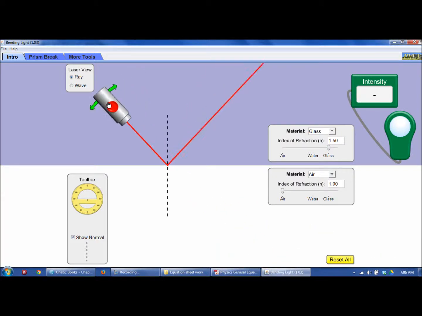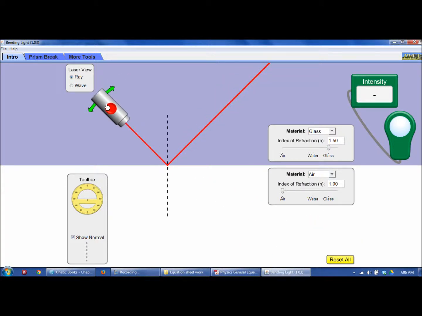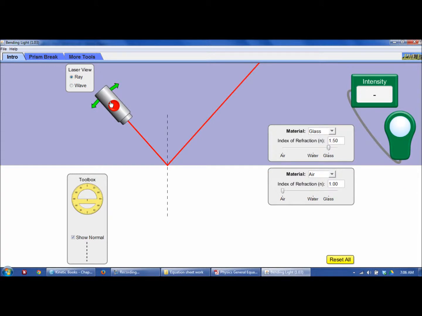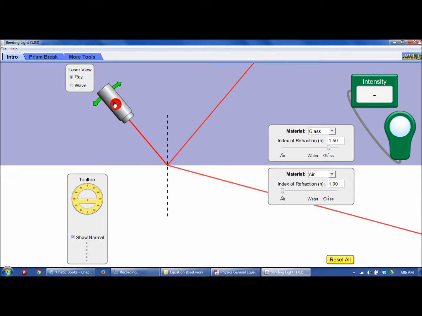So the less dense, the lower the index of refraction, the more I bend away from the normal. This is why if I go from a more dense to a less dense material, I reach a point where my angle of refraction is 90 degrees, and therefore I stop refracting. I'm just going down the interface, and all I get above that is reflection. And that angle, where my angle of refraction is 90 degrees, is called the critical angle. And above that angle, I have only reflection.